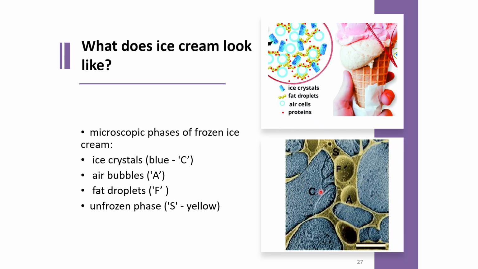So these are the ice structure. And then we also have some air bubbles present, denoted with the symbol A here, which is the air trapped in the ice cream or the emulsion. Therefore, we call it a foam. And then we also have the fat bodies, which are the fat droplets, F, and the unfrozen phase, labeled S. So this is how the air, ice crystals, and also the fat droplets are present in the ice cream.